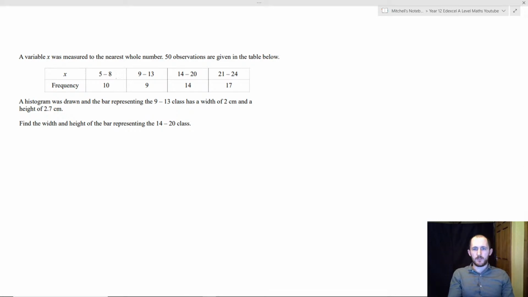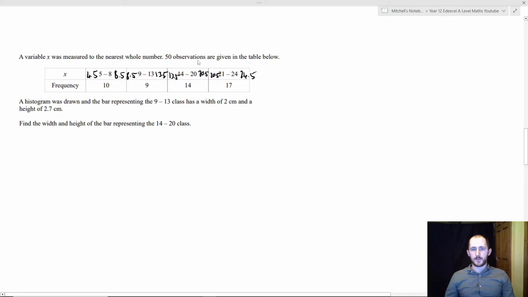Once again, if you look, the class widths are actually incorrect. So again, a lot of the time they actually give you correct class widths, but there are some of you out there that are going to come across questions where they don't give you the correct class width, so all you need to do is correct them by yourself.